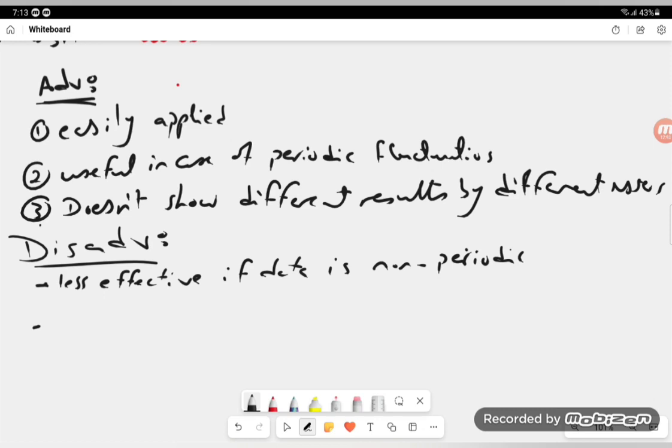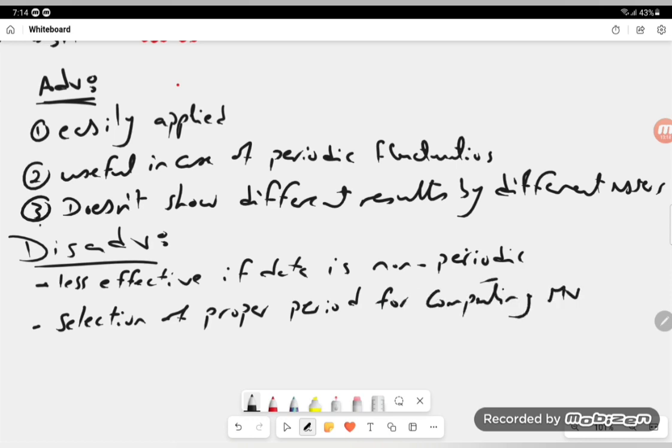Number 2, selection of the proper period for computing the moving average. Are you going to calculate the moving average every 3 years or 4 or 5? And finally, the value of the first few years and the last years can't be found. As we said, there is no observation in front of the first and in front of the last year.